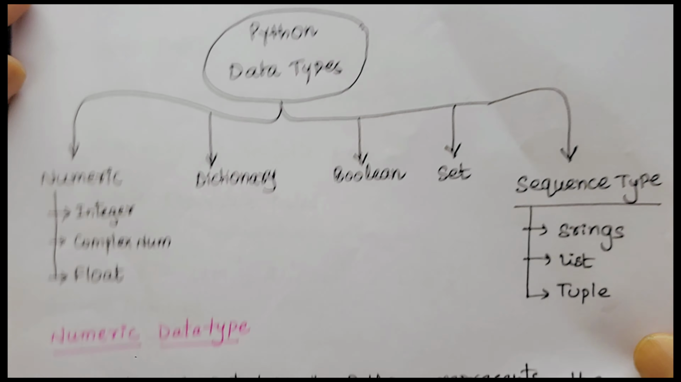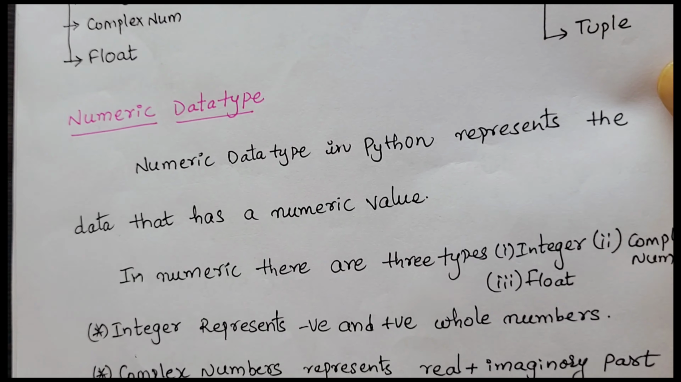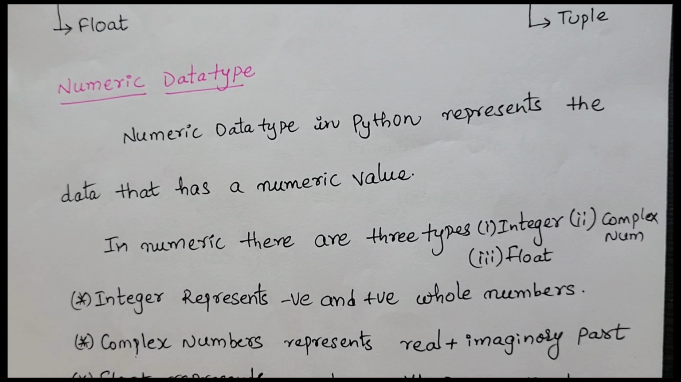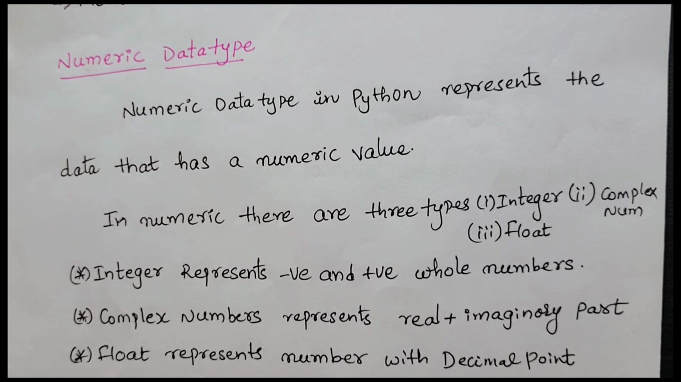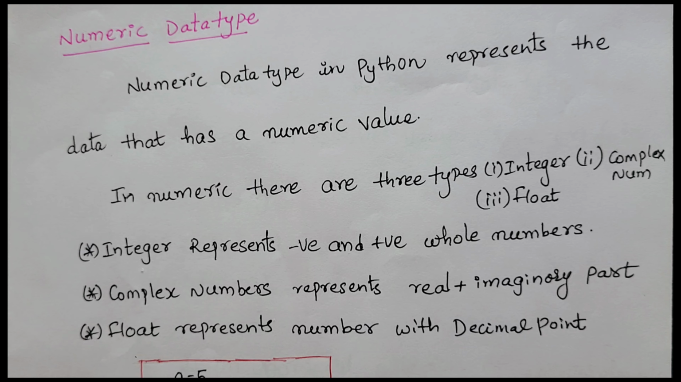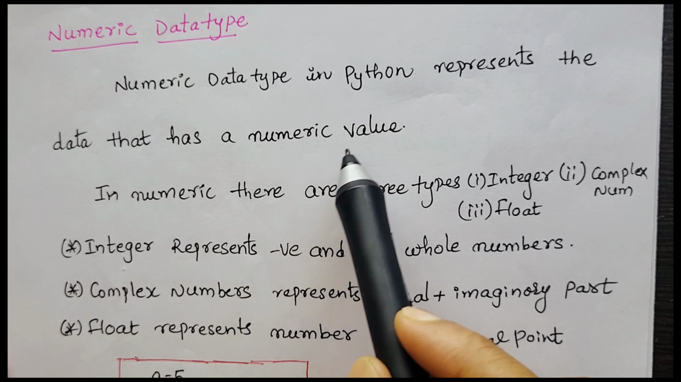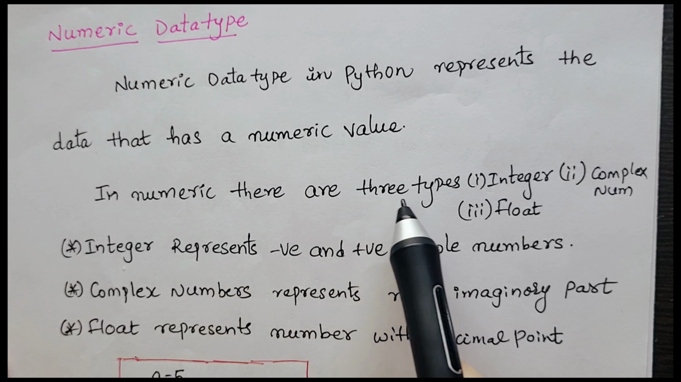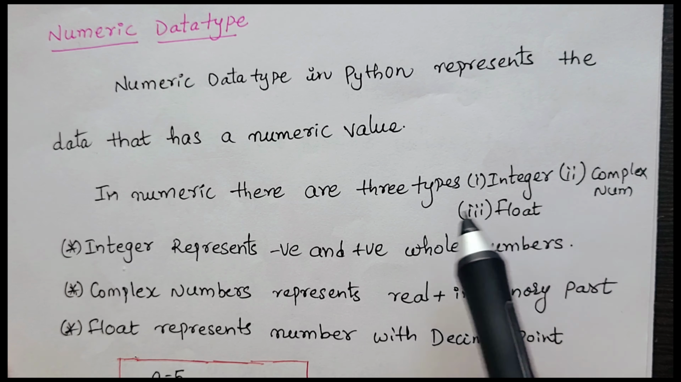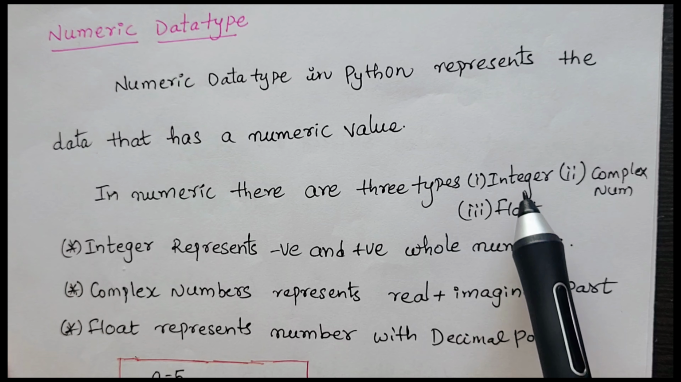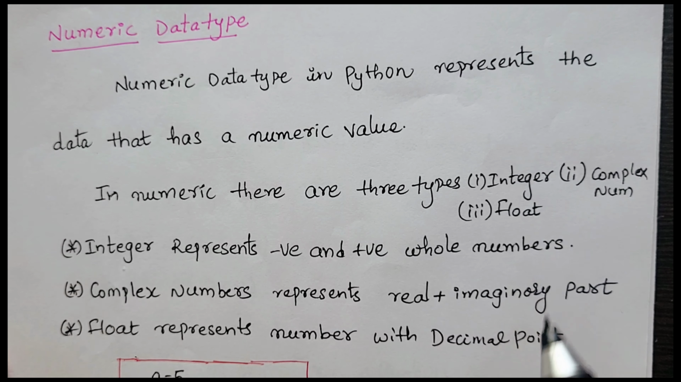Now, let us discuss the numeric type. What is the meaning of this numeric type? The numeric data type in Python represents the data that has a numeric value. In numeric, there are three types: integer, complex number, and float. So remember, in the numeric, there are three types of data: integer, complex number, and float.